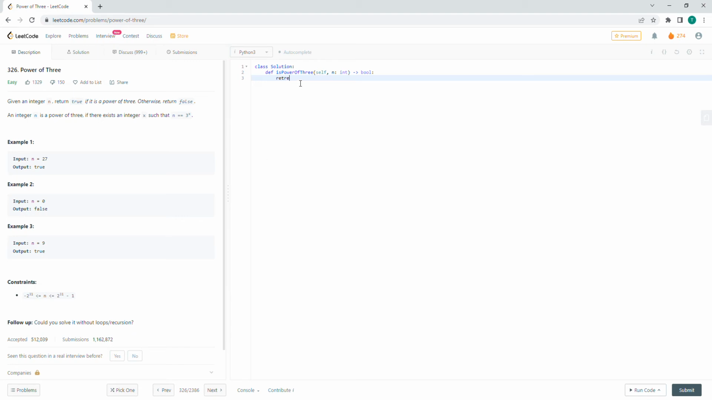So let's do the following. Say we have n is equal to 3 to the power of i, or x. If we were to take the log of both sides, we would have log base 3 of n is equal to i, equal to x.